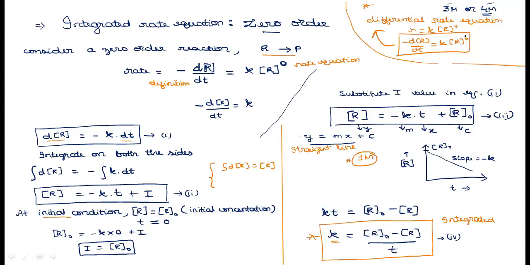Okay, the derivation is clear. Try to highlight these particular steps and remember them. First step, after taking the definition and rate equation form. Second, after integrating. Third, after substituting the integration constant value I. Fourth is the final form of the integrated rate equation. In sequential steps, you can easily remember this.